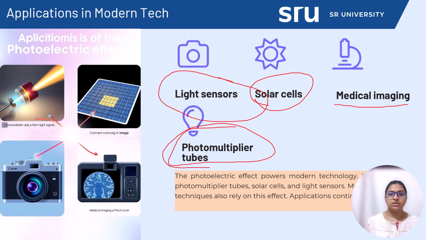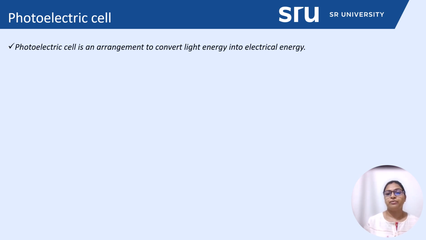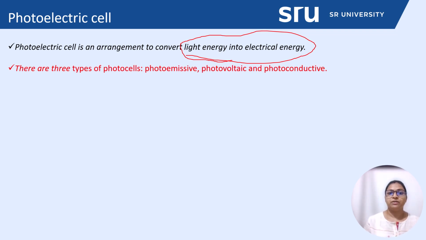I'll discuss a few photoelectric devices, one of the most important being the photoelectric cell. So what is a photoelectric cell? It is nothing but an arrangement for converting light energy into electricity. There are various types of photoelectric cells, classified into three major types: photoemissive, photovoltaic, and photoconductive.